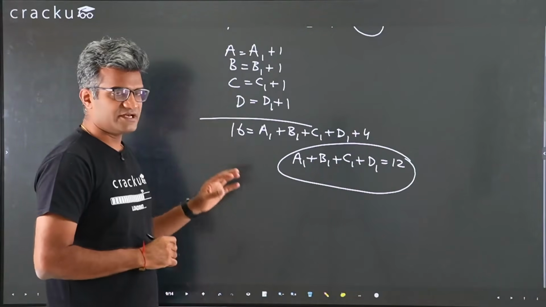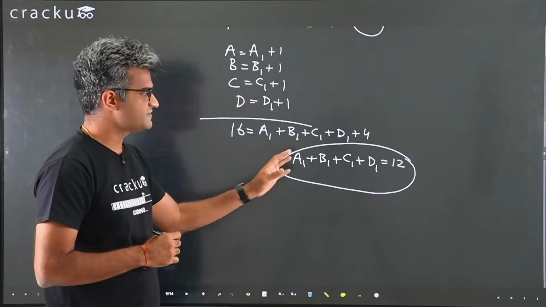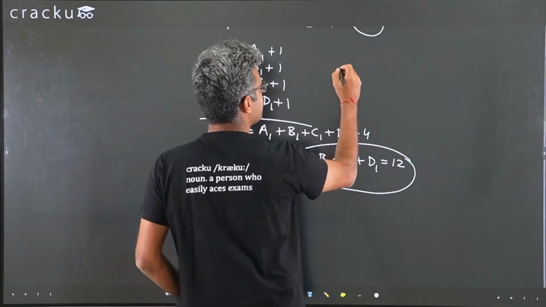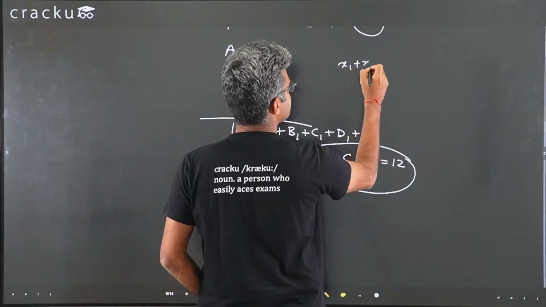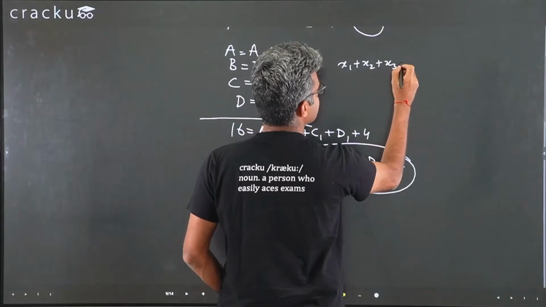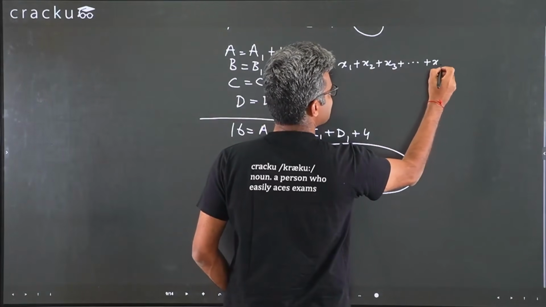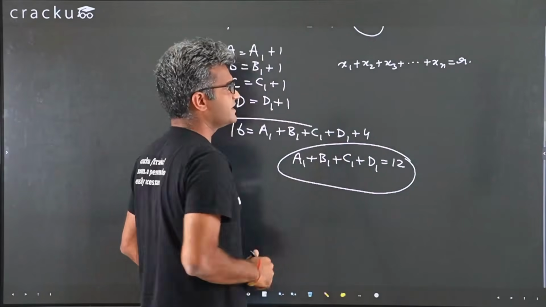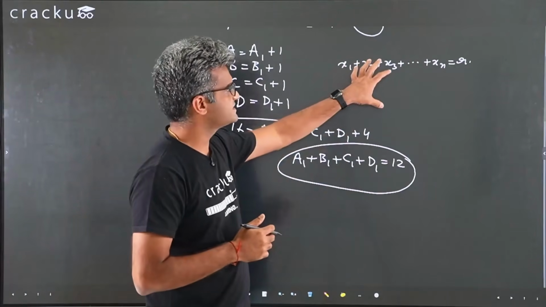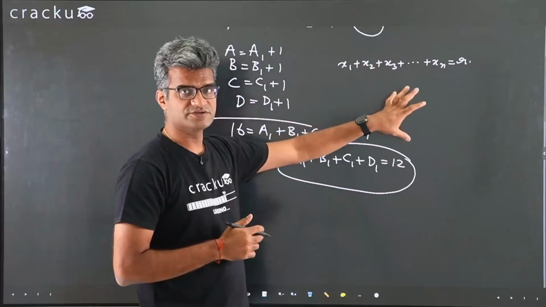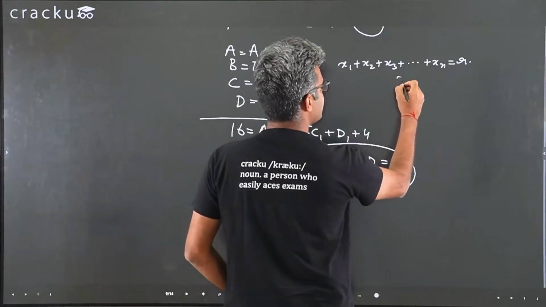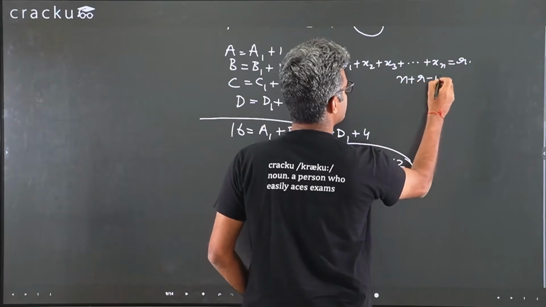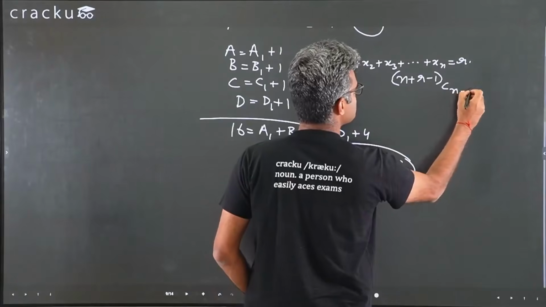We know the formula for the number of non-negative integral solutions for a given equation. If you have an equation like x1 plus x2 plus x3 plus dot dot dot plus xn is equal to r, the number of non-negative integral solutions for this, that is all of these variables are greater than or equal to 0, will be equal to n plus r minus 1 c n minus 1.